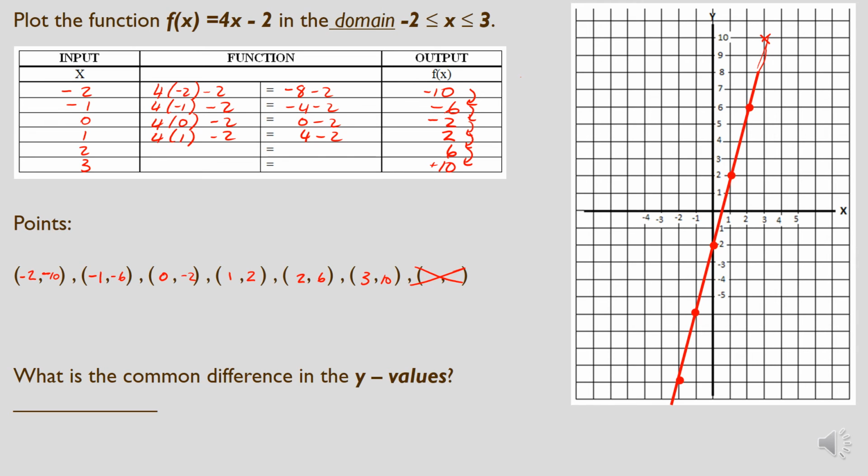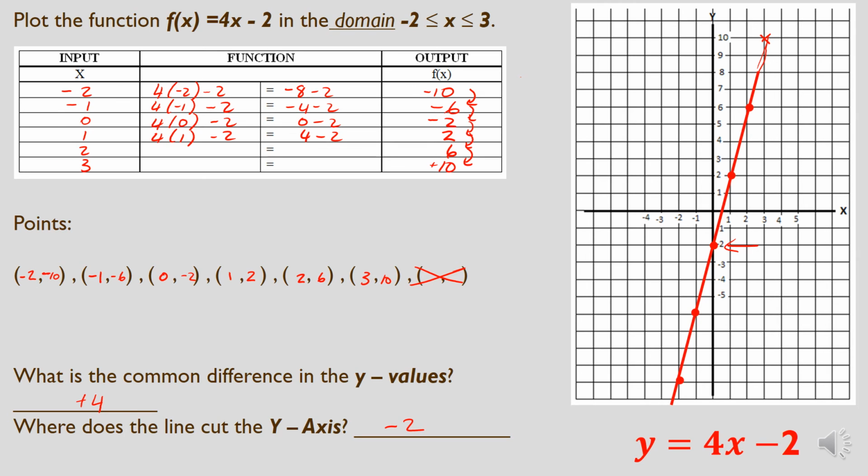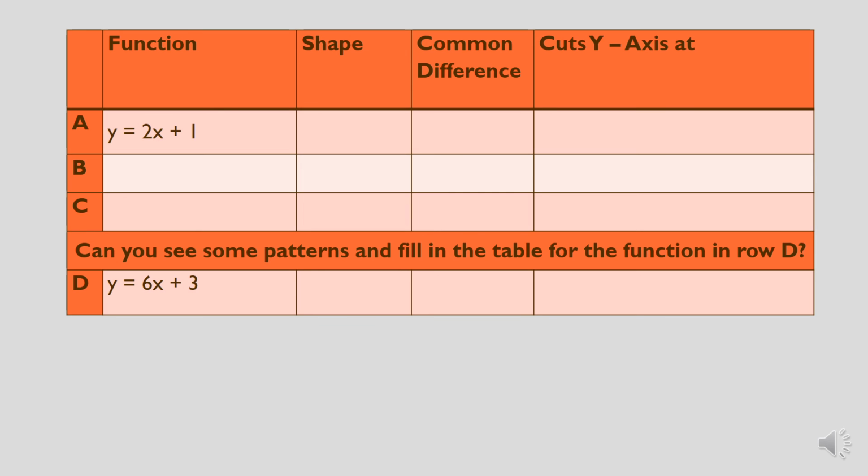What's the common difference? We mentioned already, it's plus 4. Where does it cut the y-axis? You can see here it's minus 2. This was our function, so make some connections there again. The common difference was 4, and the y-axis was minus 2. So you can see them in the function. So this table is to draw all of that together.